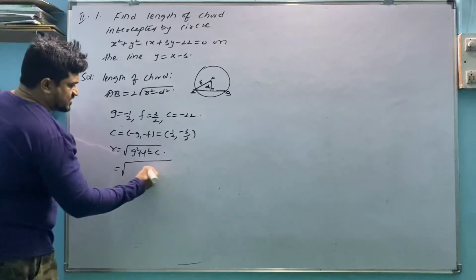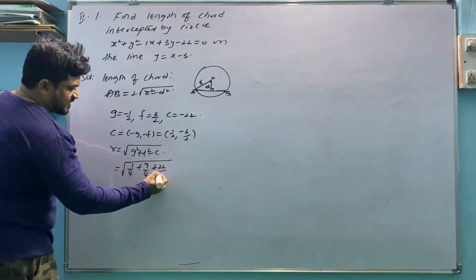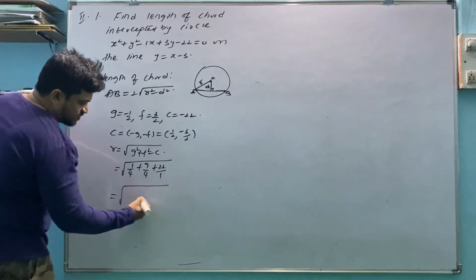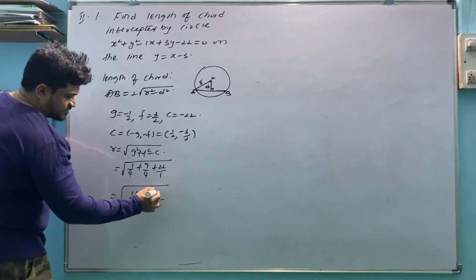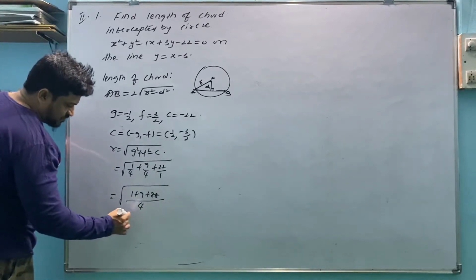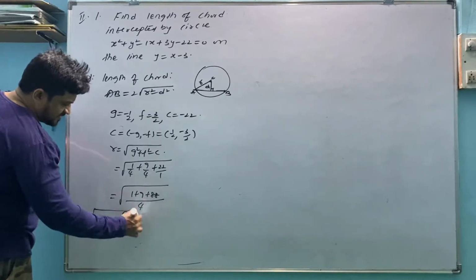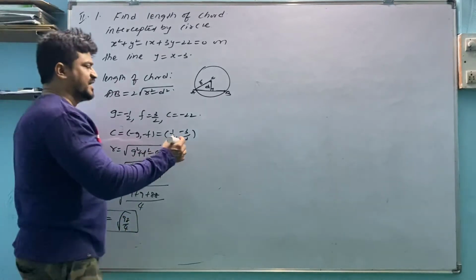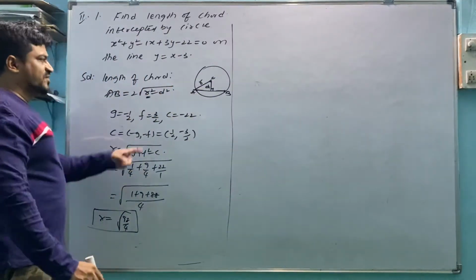So root over g square, 1 by 4, plus f square, 9 by 4, minus c, plus 22. Now you should be able to find the LCM on your own. 88, so 98 by 4, root over 98 divided by 4. You can cancel and write this one. This is the r value. We have the center and radius. Radius is there. We need the d value now.